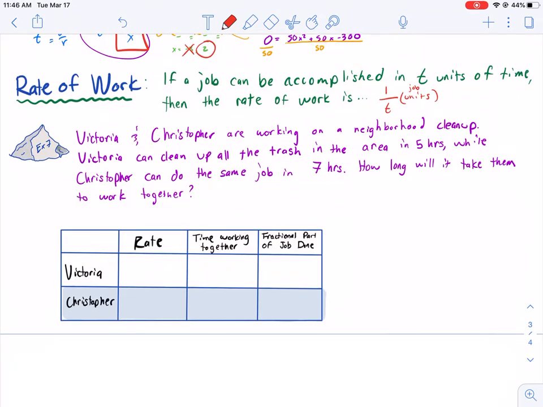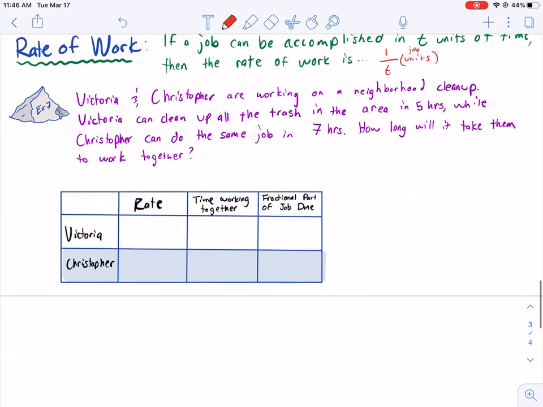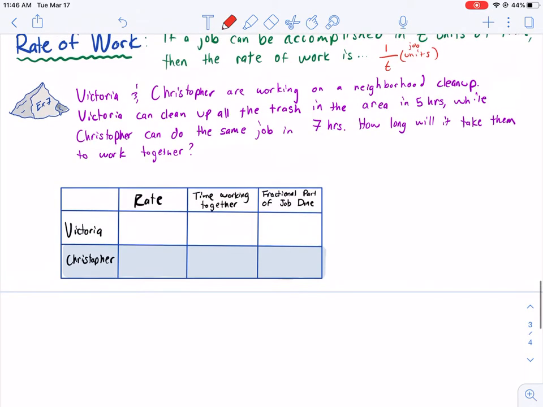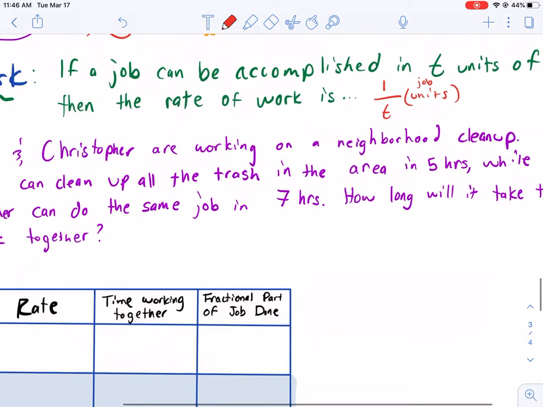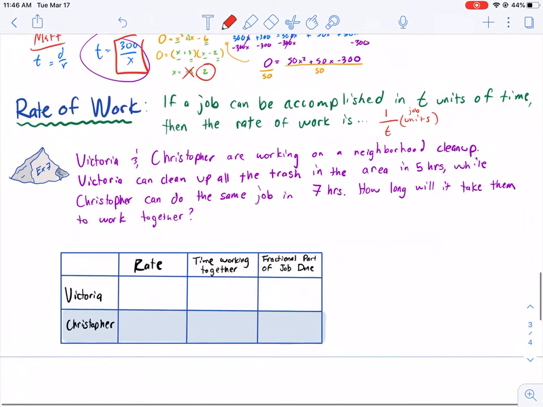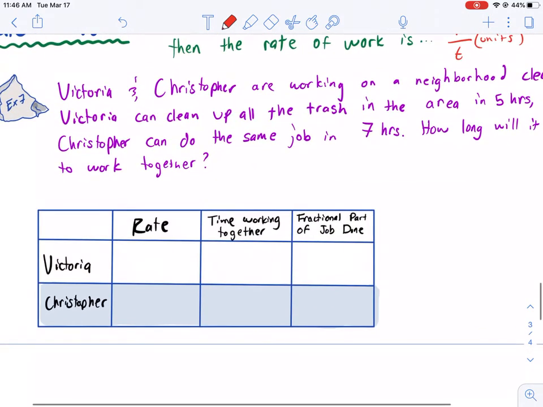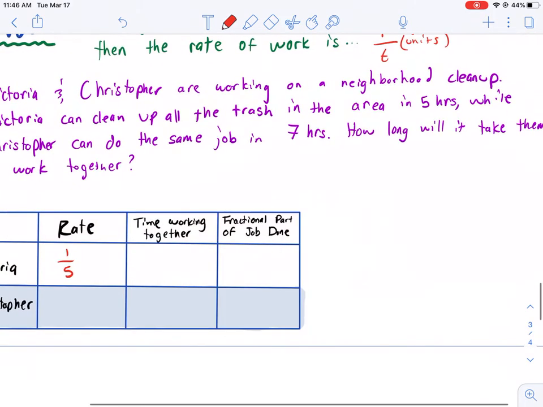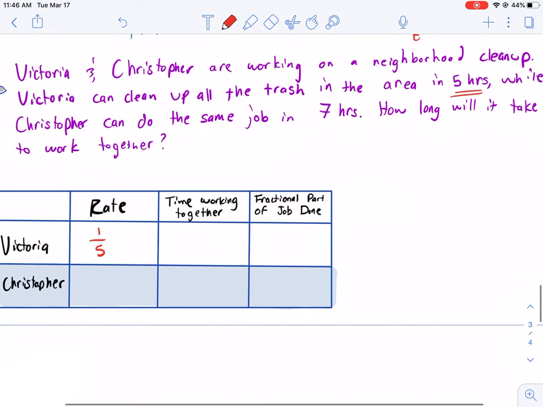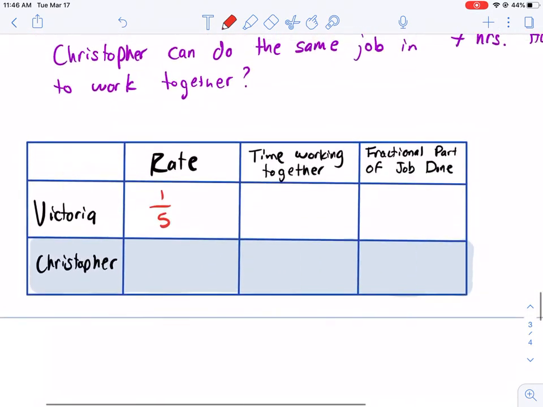So Victoria and Christopher are working on a neighborhood cleanup. Victoria can clean up all the trash in the area in 5 hours, while Christopher can do the same job in 7 hours. How long will it take them to work together? So the rate, we've already said, is 1 over T, where T is your time, T units of time. So the T units of time for Victoria is 5. So 1 over 5 is her rate. Okay, so 5 hours, that's her unit of time. And then Christopher, he does the same job in 7 hours, so 1/7.